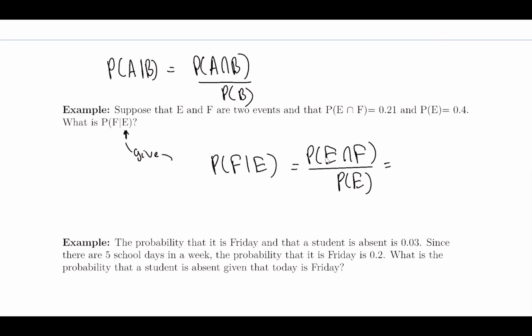All right. So the probability of E and F is equal to 0.21, and you want to divide it by the probability of E, which is given to us as 0.4. But remember, that's 0.40. So you want to say 0.21 divided by 0.40, and you get 0.525. And we're done for this one.